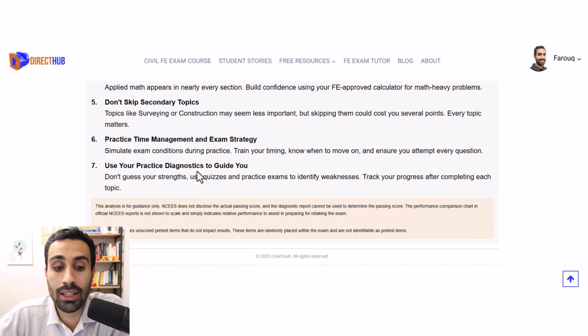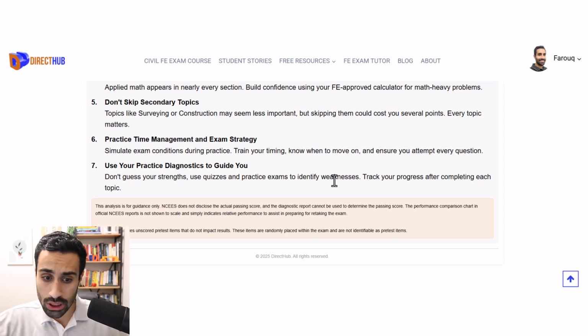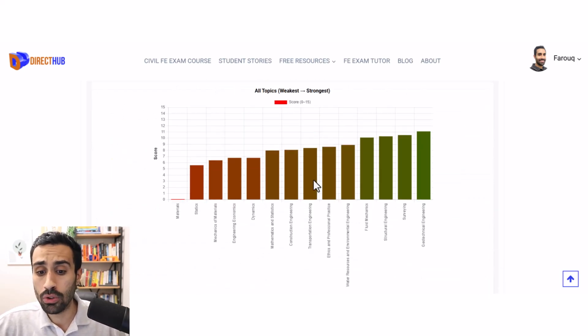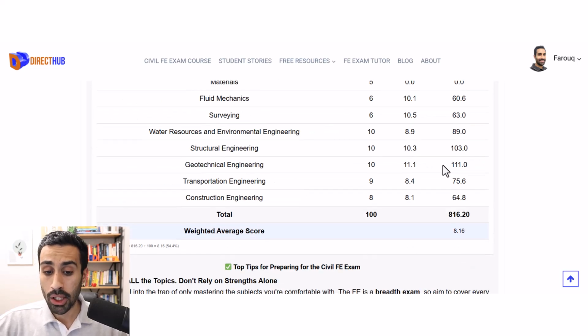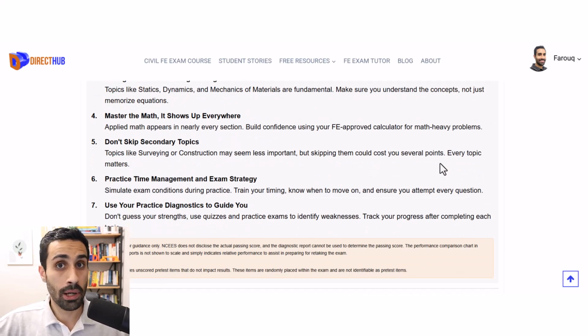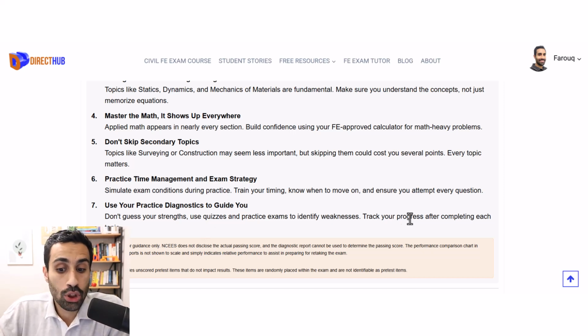And lastly, use practice diagnostics to guide you. Don't guess your strengths. Use quizzes and practice exams to identify weaknesses. So this diagnostic report is telling you stuff. It's telling you your weak areas. And at the same time, you're going to use the quizzes that you solve, the practice problems and the full-length practice exams to know exactly where you're lacking, which knowledge area, which topic. Is it unit conversions? Is it applying equations? Or is it just that you're getting frustrated and making silly mistakes? It could be a variety of things. So use that to guide you and track your progress after completing each topic.